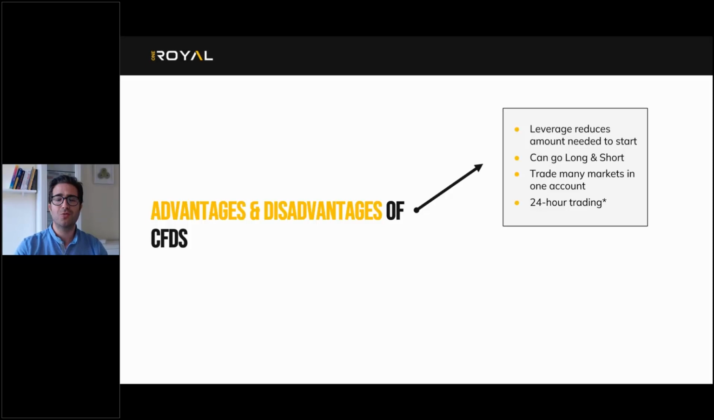Another advantage that I would like to talk about is that in CFD trading, you can trade multiple financial markets using one account. So using a OneRoyal account, let's say you can trade Bitcoin or cryptocurrencies, Forex, stocks, etc. using just one account, which is really good. Finally, CFDs are 24-hour trading assets, so you can trade them all day long. And for cryptocurrencies, you can even trade them on the weekend.